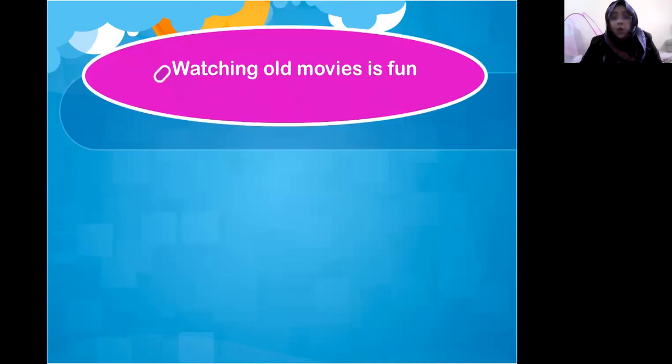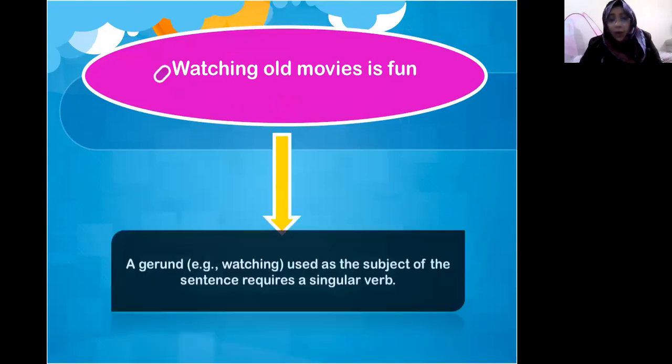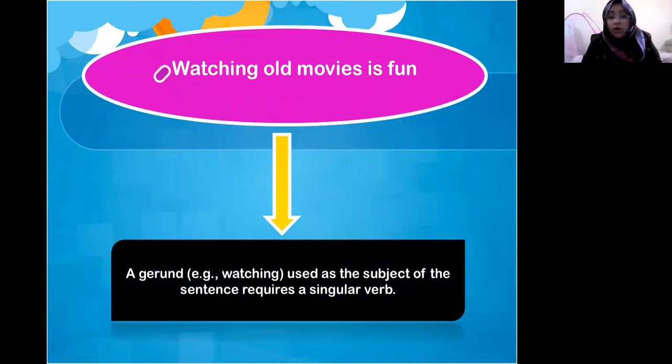Next one is: watching old movies is fun. This is called a gerund. A gerund example here, watching, used as the subject of the sentence, requires a singular verb. Now see, a gerund is what? It is an expression which looks like a verb, but it acts as a noun. Any verb with ing looks like it is a verb.